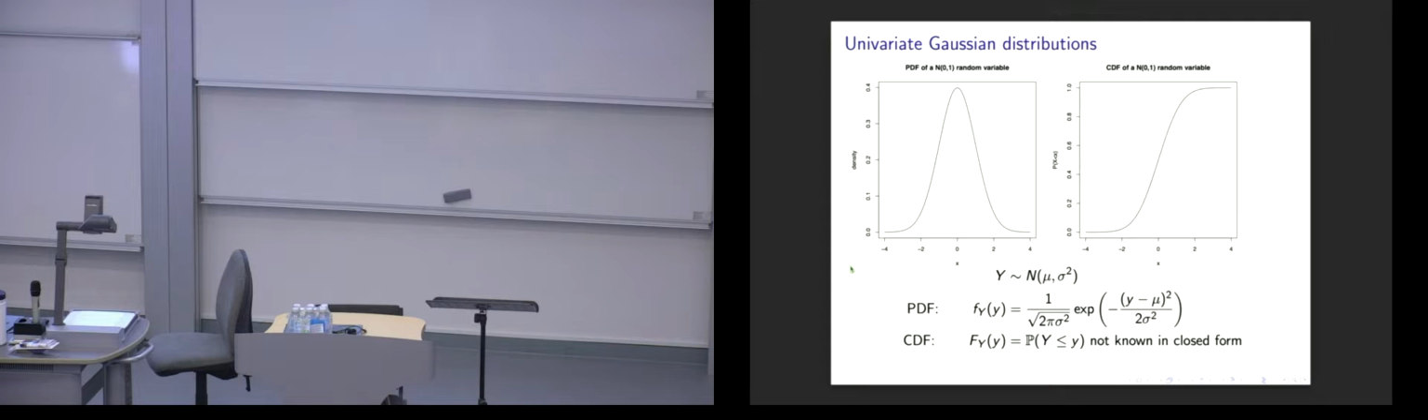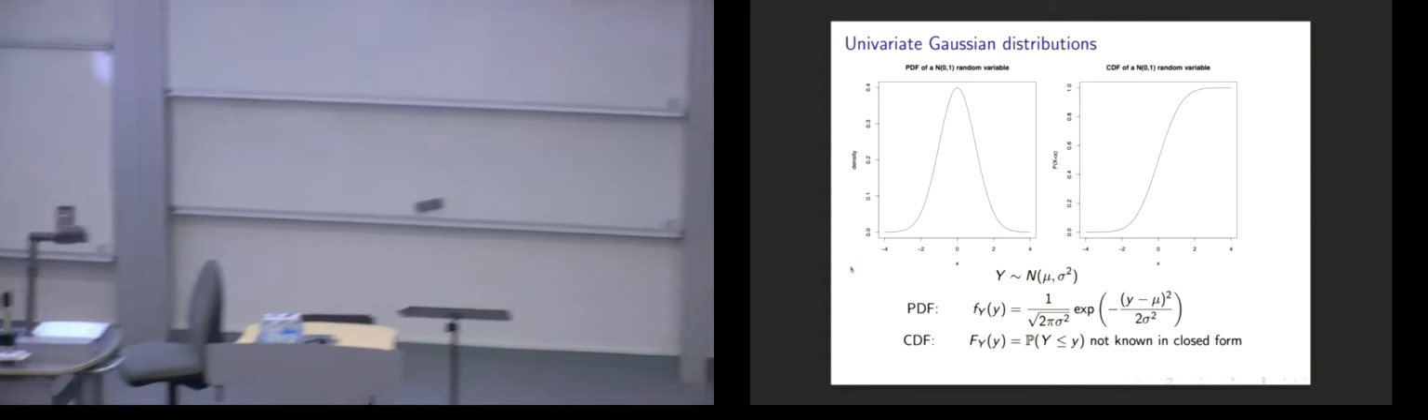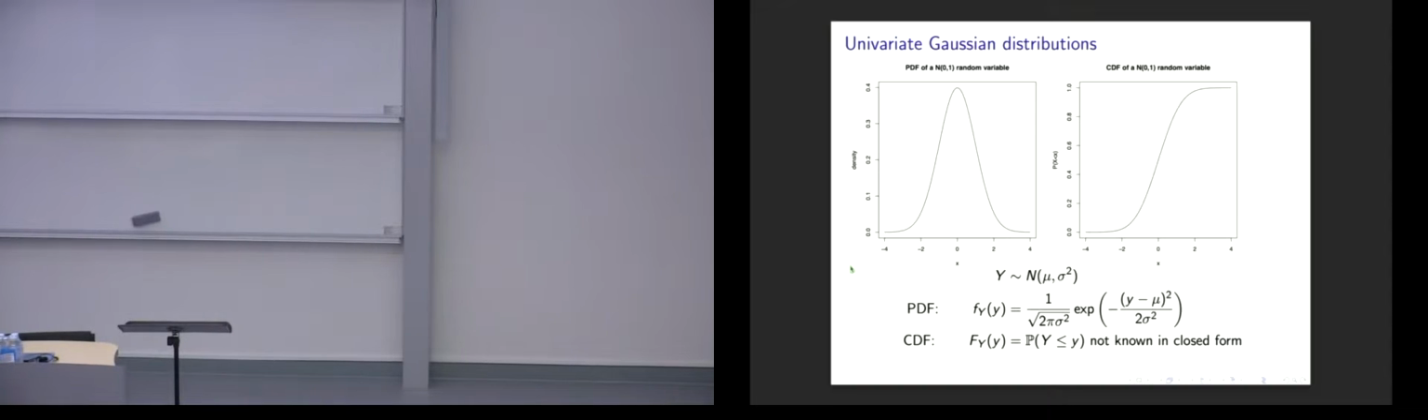On the left, I've plotted its probability density function, its PDF. That's this famous bell-shaped curve. And on the right is its CDF, its cumulative distribution function. I'm sure you've all seen these before. The thing on the right is not known in closed form, but we've got tables we can look it up in. It's computable to high accuracy.